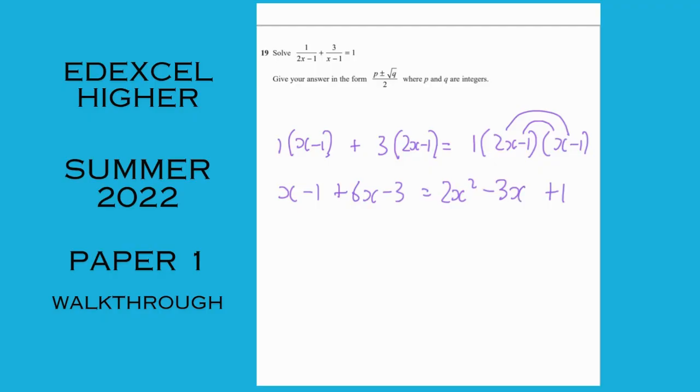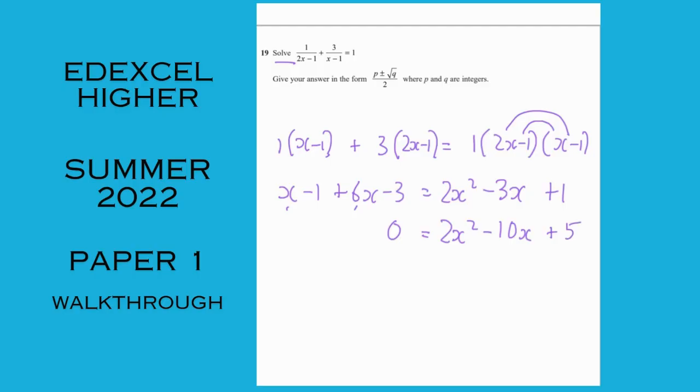And if we're going to solve, you need to make it equal to 0. So I'm going to keep the x squareds where they are. So negative 3x, we've got positive 7x over here. So take away 7x from both sides. Got minus 4 here, so add 4 to both sides.